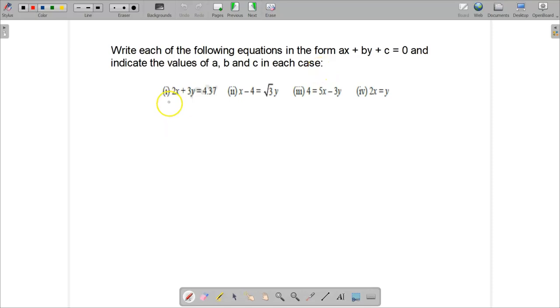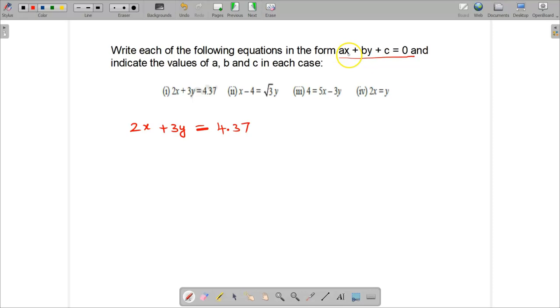The question is, write each of the following equations in the form ax plus by plus c equal to 0 and indicate the values of a, b and c in each case. So the first question is 2x plus 3y equal to 4.37. So they have given the equation as 2x plus 3y equal to 4.37. We need to write all these equations in this format, which is a linear equation in two variables format.